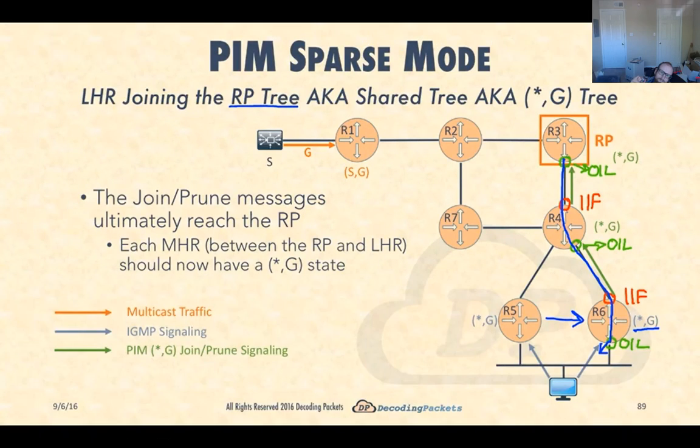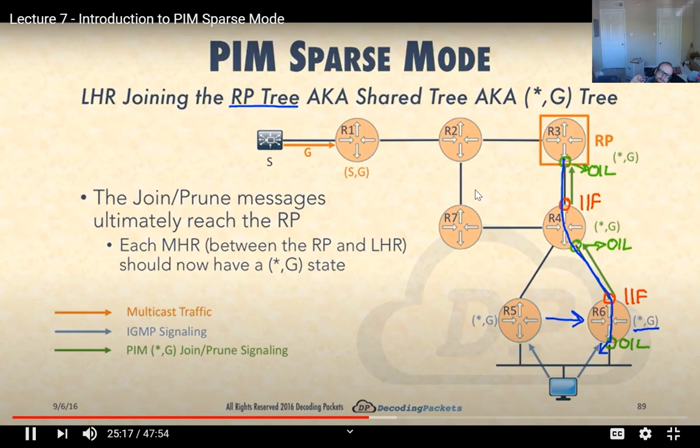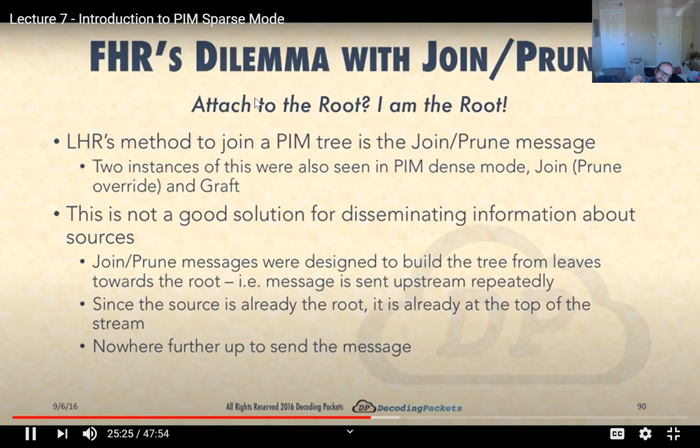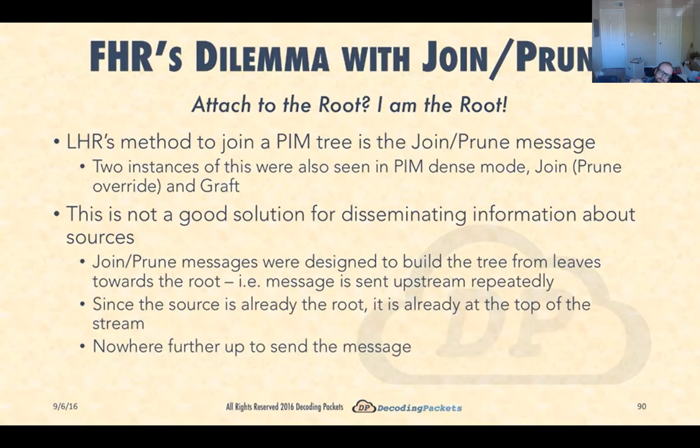Right now we have one leg of the tree connected, the LHR to the RP, by PIM join messages, and R4 is aware that this shared tree is now ready to carry some traffic. Now it's time for the FHR to also connect to the RP. But the FHR really cannot use that join message again, because where does the join message go? The join message goes from the leaves to the root. That's how the LHR joined in PIM-SM. But think about it, this is not really a good solution for connecting the FHR, or basically getting the information about sources to the RP.